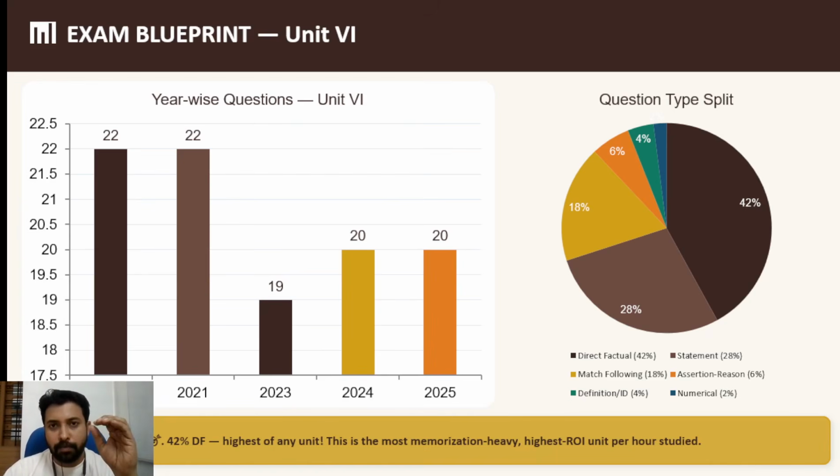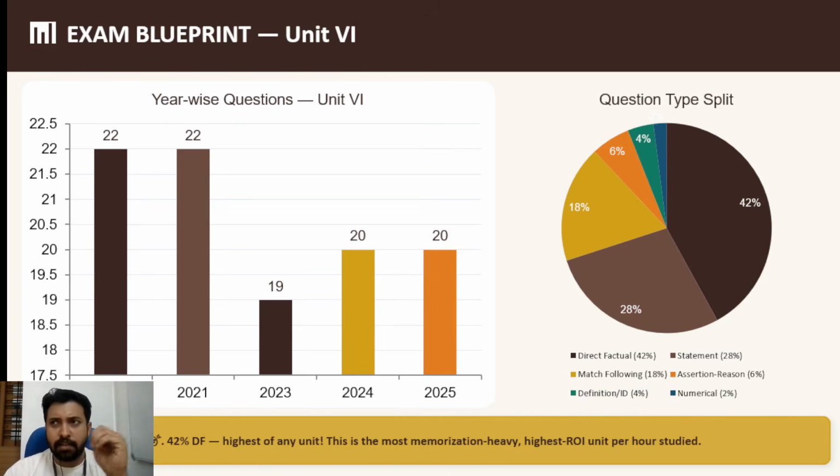The rest of the 28% will be very good quality statement type questions, and nearly 18% are match the following questions. Usually isolation distances, those questions are very frequently asked, the isolation distance of each and every crop, or the amount of seed that you should be submitting for each and every test. Such match the following questions are very common, and assertion reason and definition type questions are comparatively less.